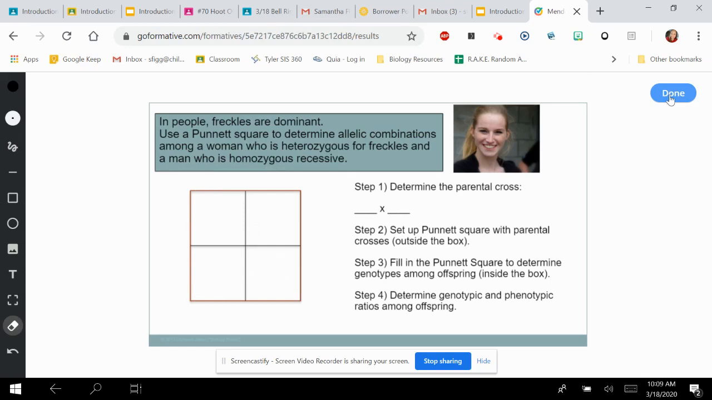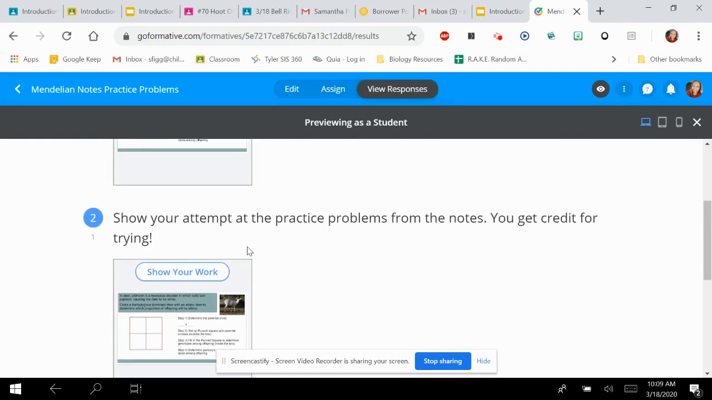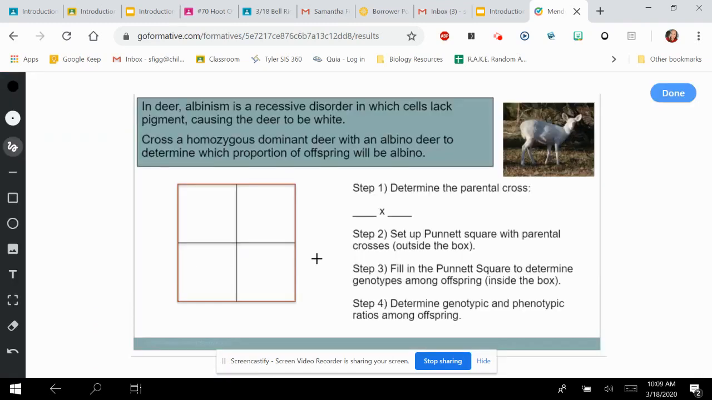Okay, let's try the next one. So question 2 talks about albinism. So it says albinism is a recessive disorder in which the cells lack pigment, causing the deer to be white. Cross a homozygous dominant deer with an albino deer to determine what proportion of the offspring will be albino. So albino is recessive, meaning you're going to have 2 bad copies, 2 recessive copies to be albino.